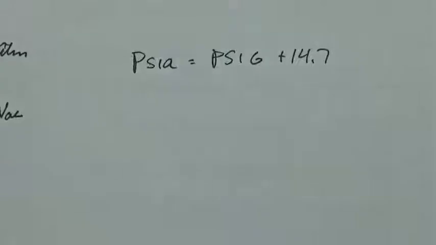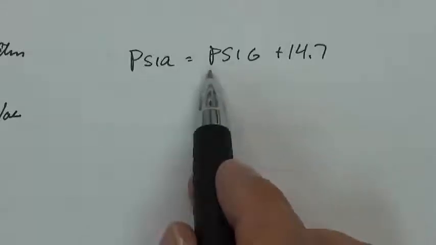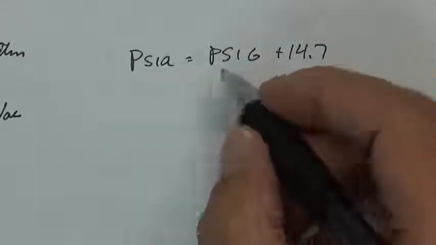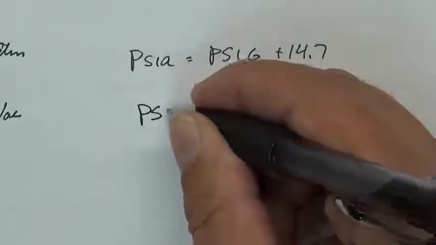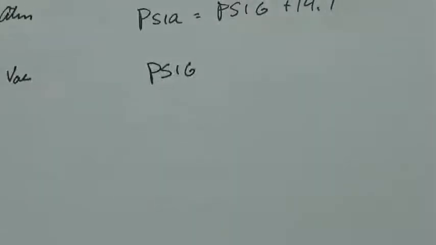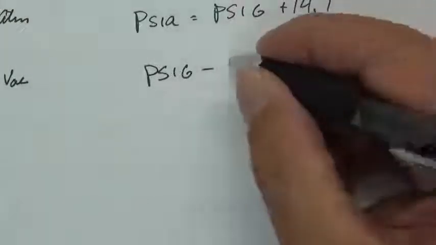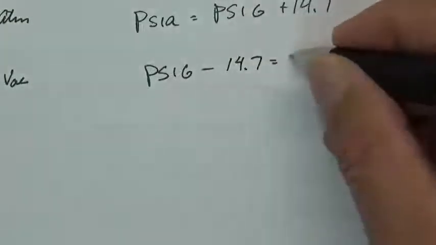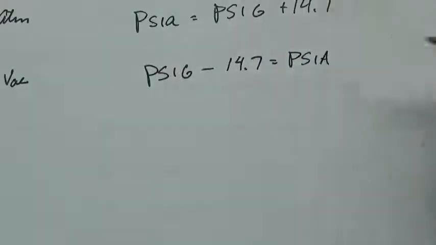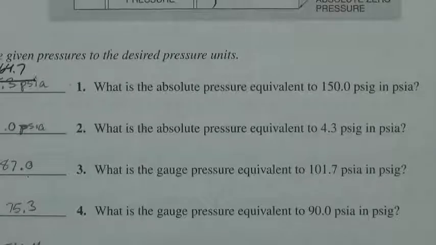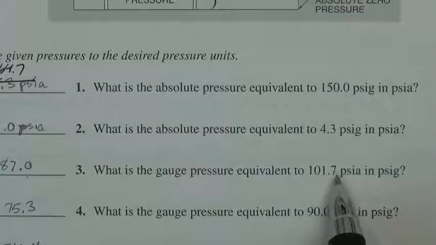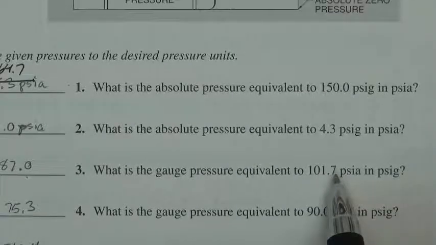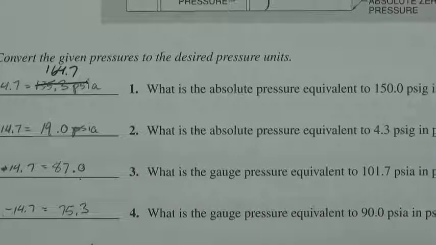So here's my formula again. We want to know this instead of the psi absolute. So I can rewrite this psi-G. I think they're writing it in small letters. I probably should too. Minus 14.7 equals psi absolute. Okay, so 101.7 minus 14.7 is 87.